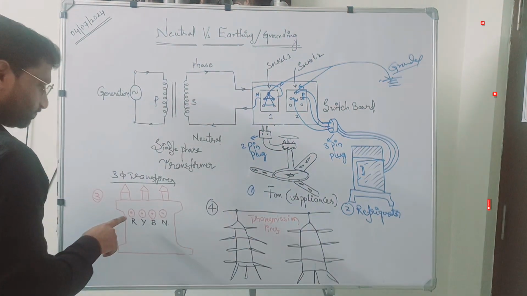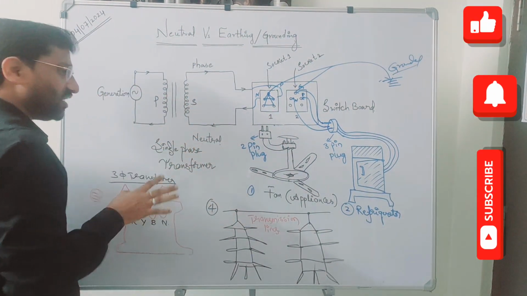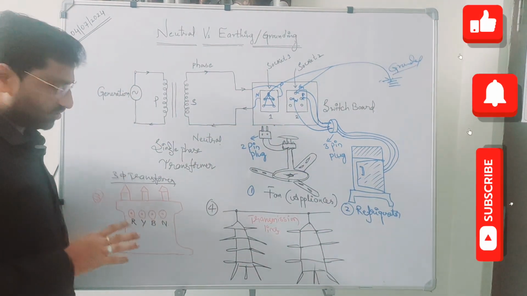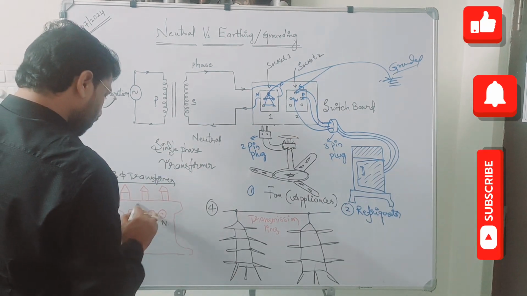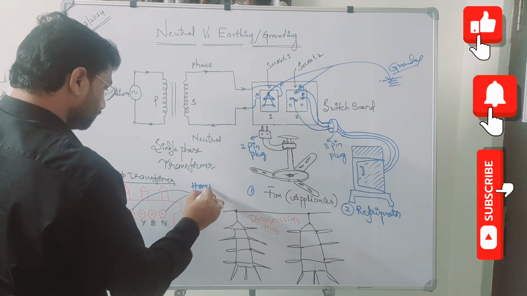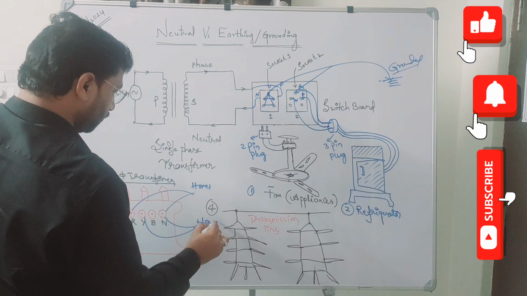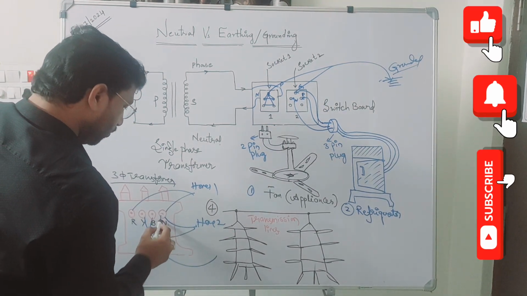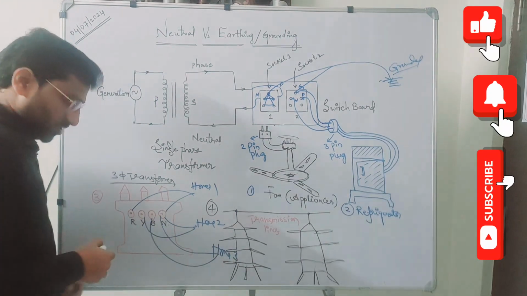The reason is, here I explained only with a single phase transformer, but generally 90% of distribution systems are 3-phase. Why? Because you have a number of connections, a number of houses. So one R and neutral will go to one home, Y and neutral will go to another home, and blue and neutral will go to home 3. It is a 3-phase system.